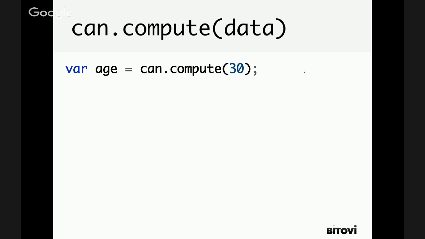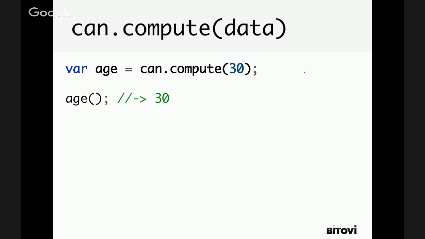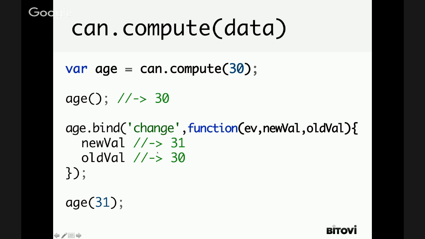So finally, there's can.Compute, which you've kind of done an introduction with previously, but essentially can.Compute lets you either observe single values. So here I just want to observe 30, a single reference to a value. So this compute references the value 30. I can read the compute, get back 30. I can listen to when this compute changes its value, and I can set the value, and a change event will fire on this compute.